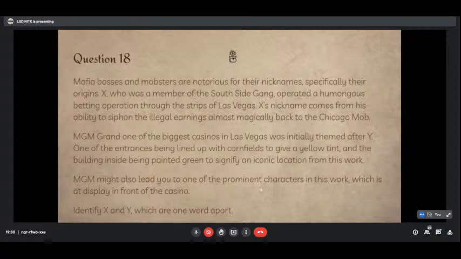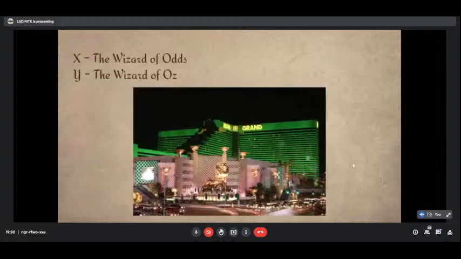Is X Al Capone? X is not Al Capone. X was a nickname. So if the answer were Al Capone, X would be Scarface, right? That's what he was called. But that's not the answer. It's something related to Wizard of Oz. Yep. Y is actually Wizard of Oz. The yellow tint being the yellow brick road and green signifying Emerald City. And the nickname for this mafia boss was the Wizard of Odds because he dealt with betting in casinos and things like that.